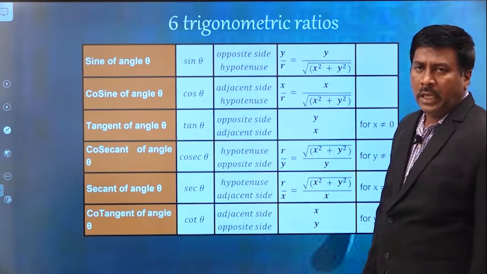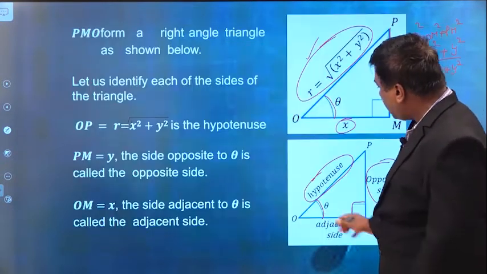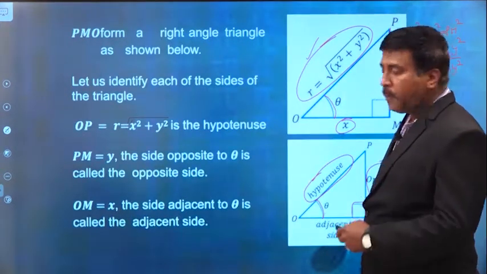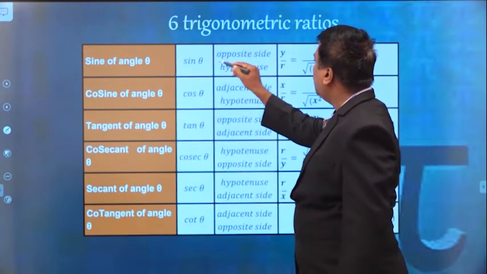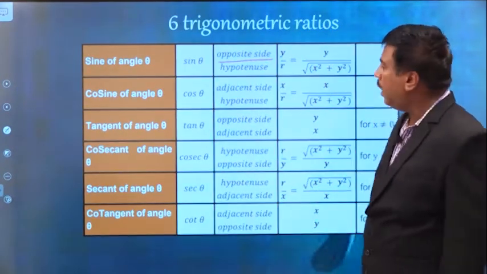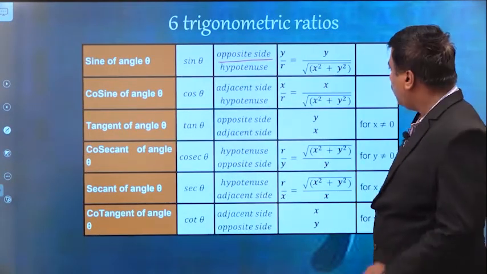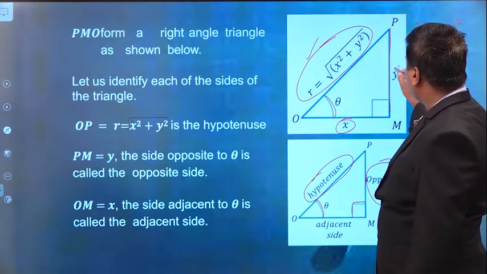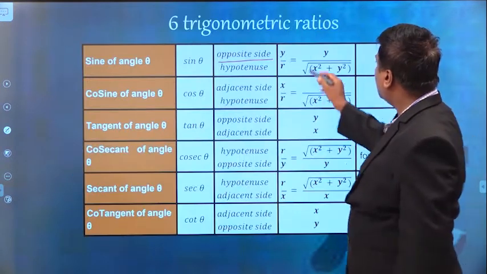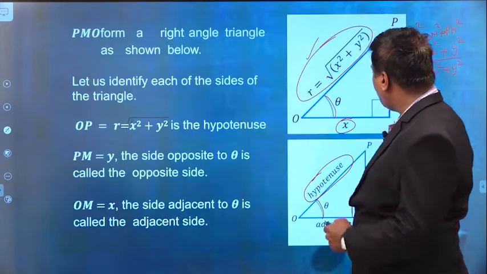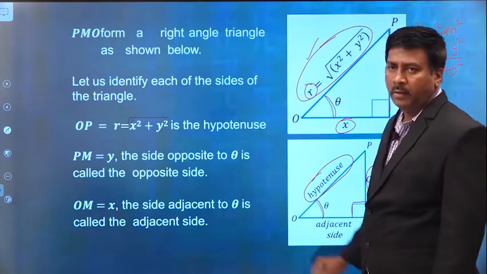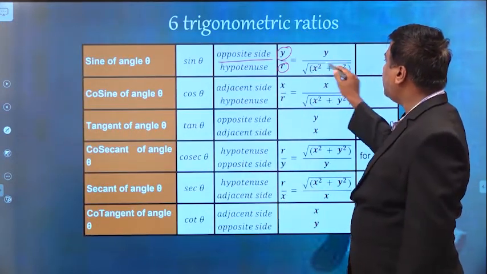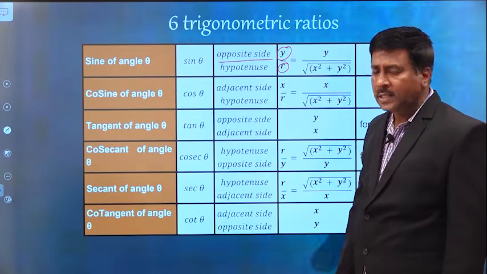So sine of the angle theta, that means sine theta, I have to define as opposite side by hypotenuse. This is the formula I have to use. What is the length of the opposite side? I have to assume this one to be y. Therefore sine theta is y by the hypotenuse, which is the r value, so y by r. Already we have defined r as the square root of x square plus y square.